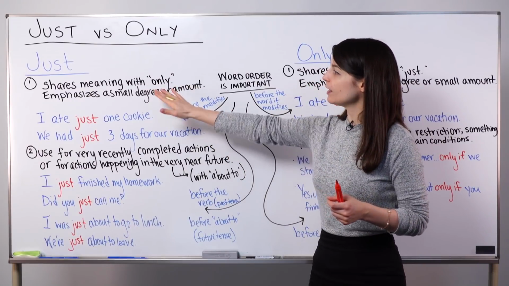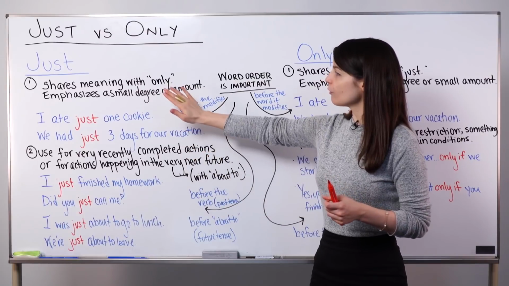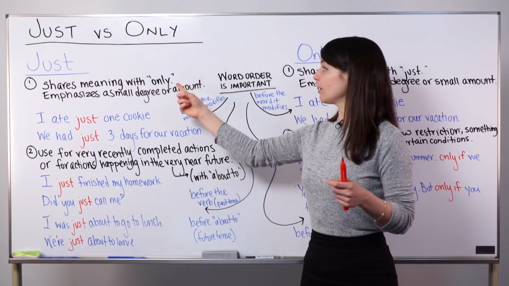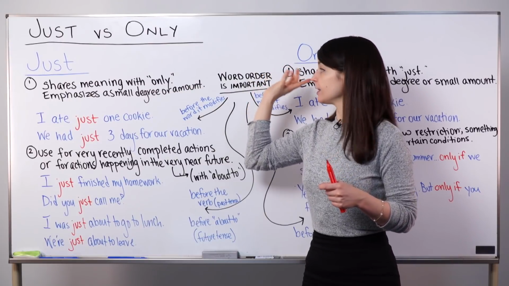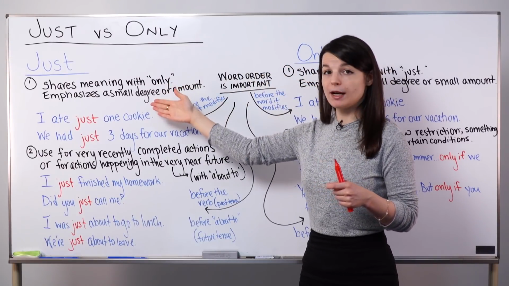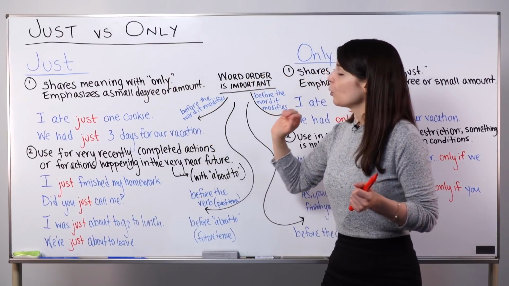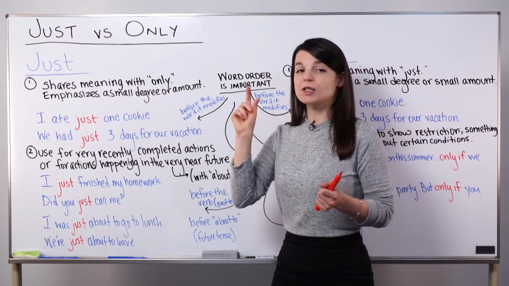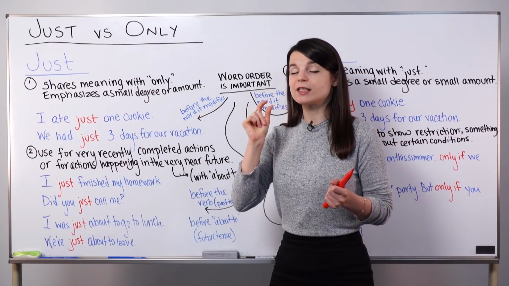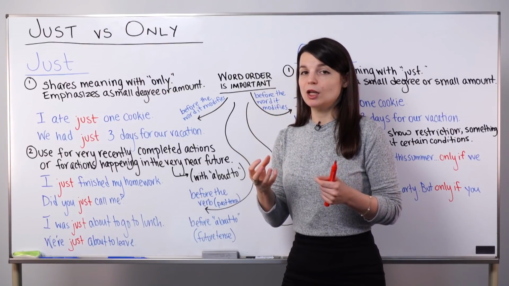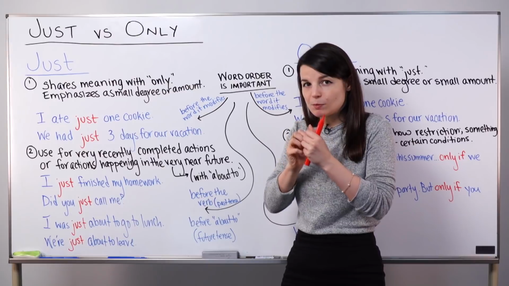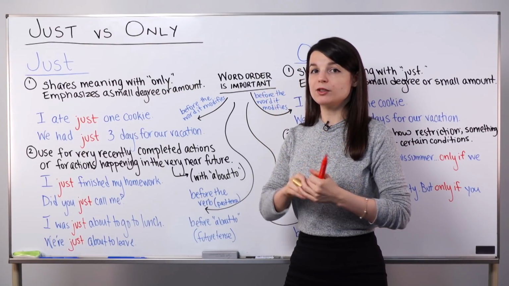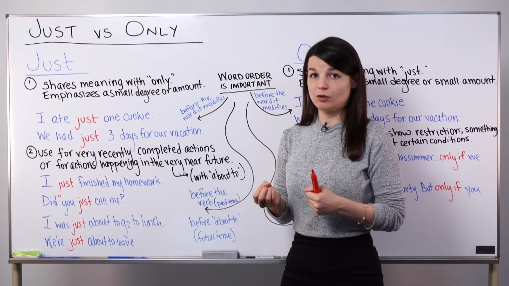I want to begin by talking about the word just. So I have two meanings here for just. The first meaning for just is one that shares a meaning with only. So we're going to see this is the same kind of sentence pattern, the same usage. So just or only in this way, it emphasizes a small degree or a small amount of something. So when we want to make something seem smaller or perhaps less important, we can use the word just or we can use only to do this.